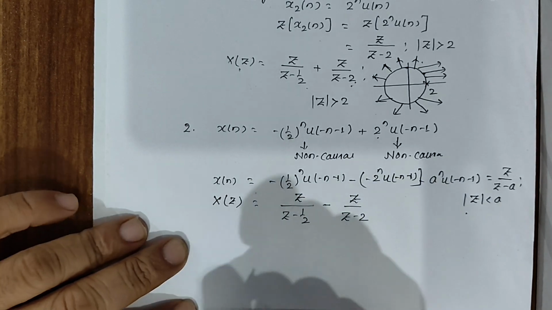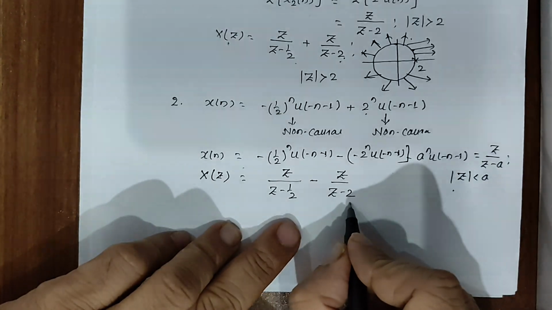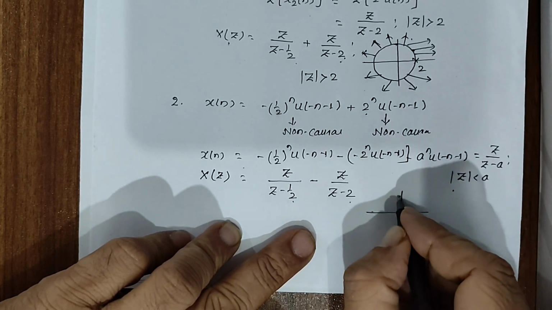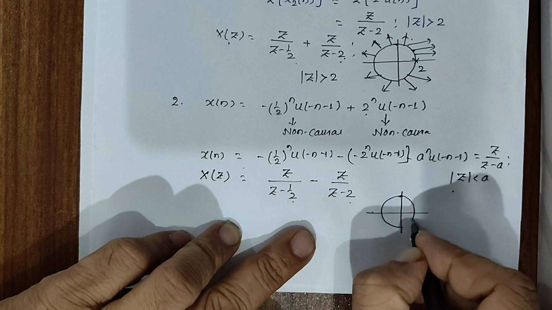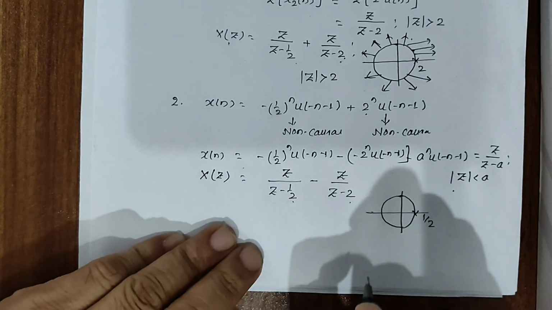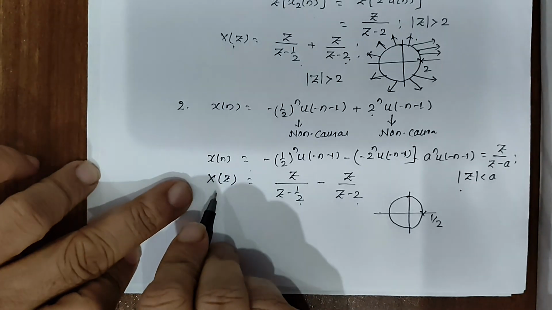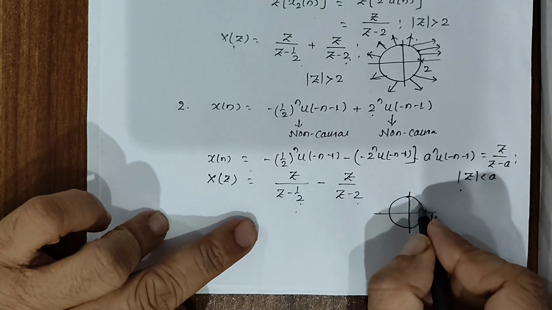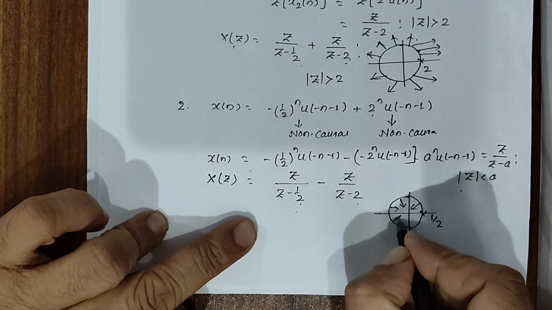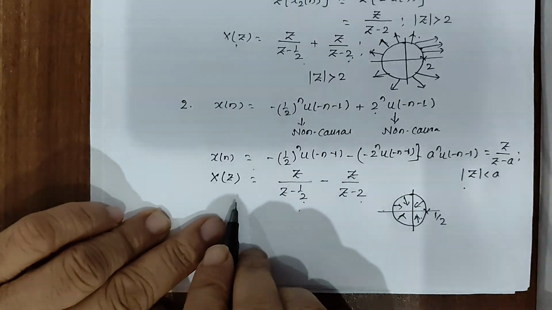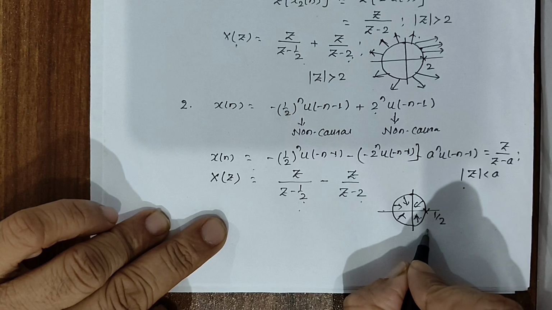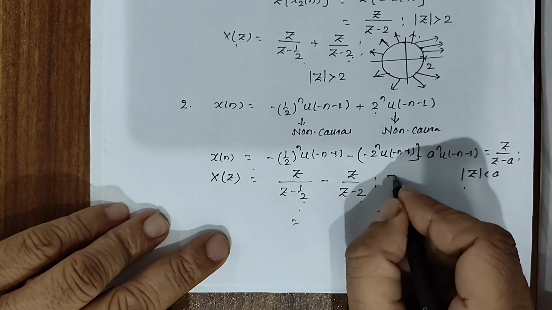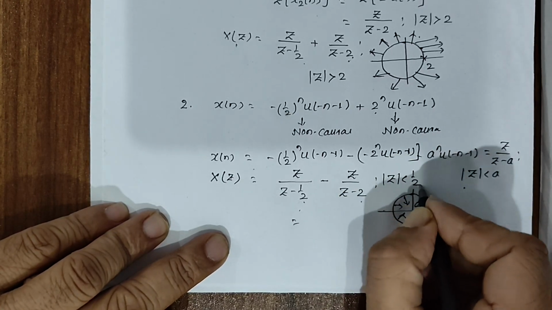And for the ROC, we have to select the minimum value of these two. So draw a z plane of radius 1/2. To make X of z integrable, we have to choose the value of z less than 1/2. So X of z will converge for any value of z less than 1/2. So ROC of X of z is nothing but mod of z less than 1/2.